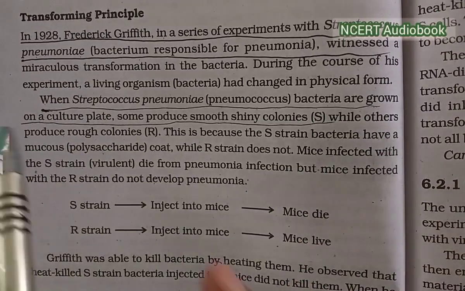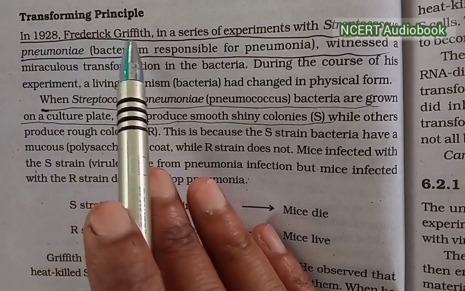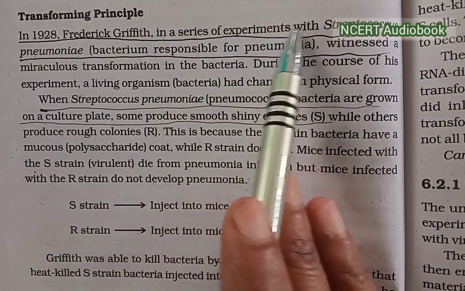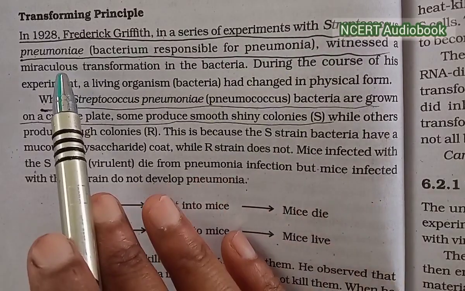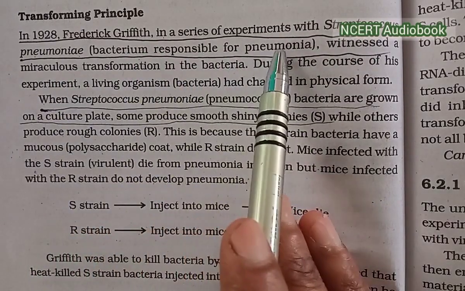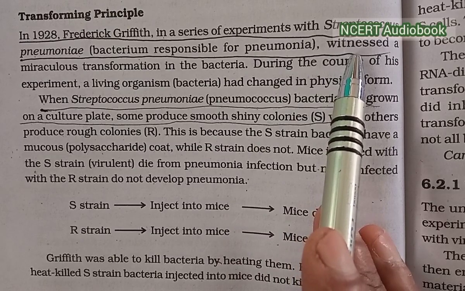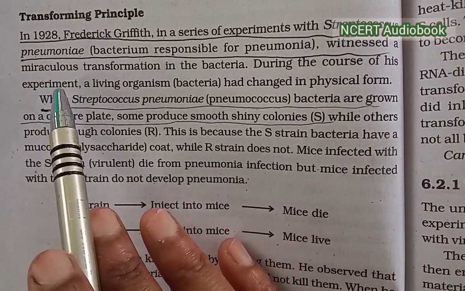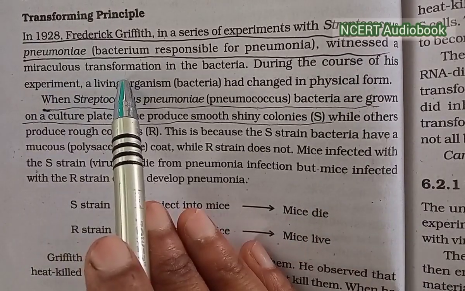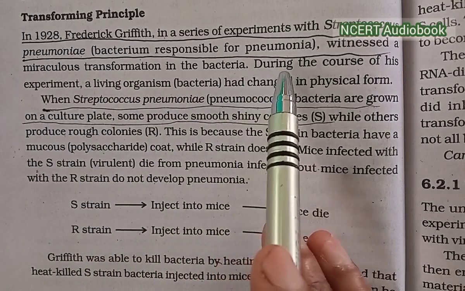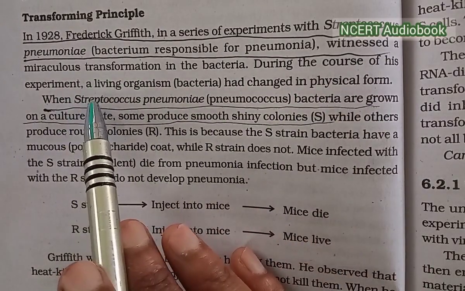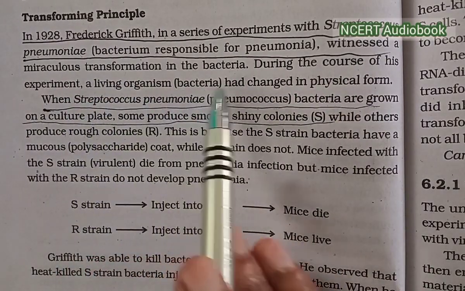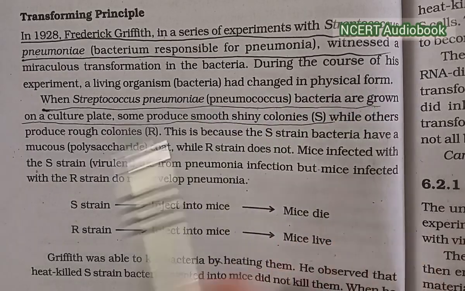Transforming principle. In 1928, Frederick Griffith, in a series of experiments with Streptococcus pneumoniae, the bacterium responsible for pneumonia, witnessed a macroscopic transformation in the bacteria. During the course of his experiment, the living organism, the bacteria, changed in physical form.